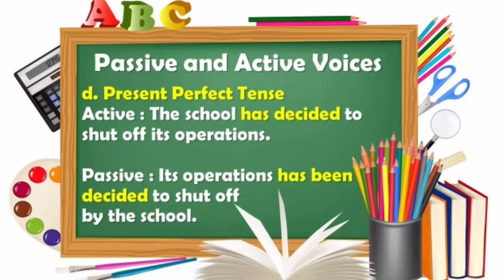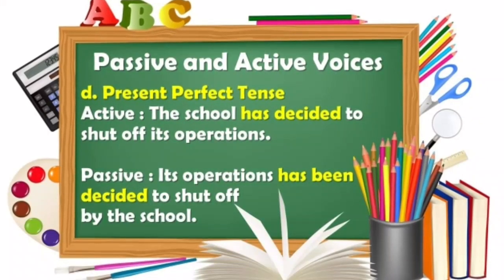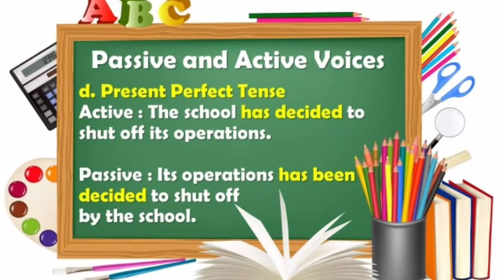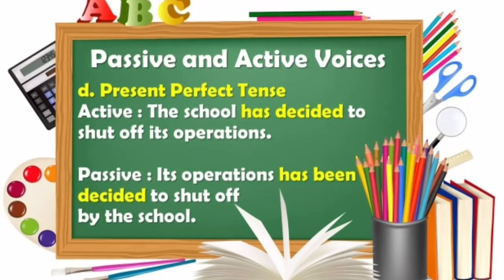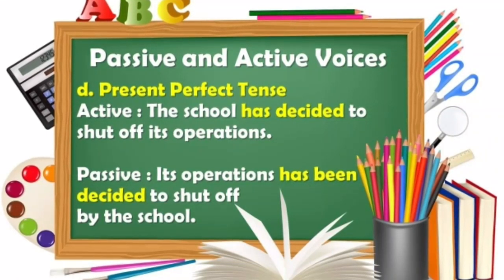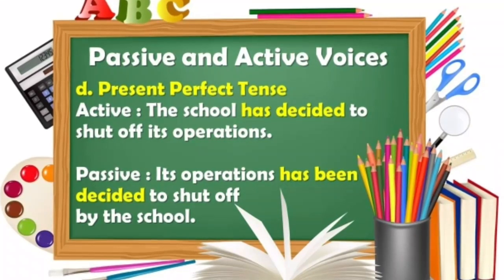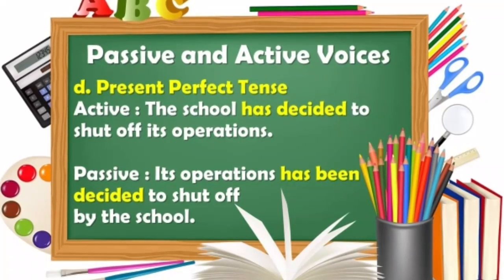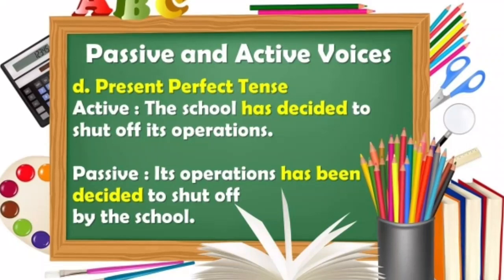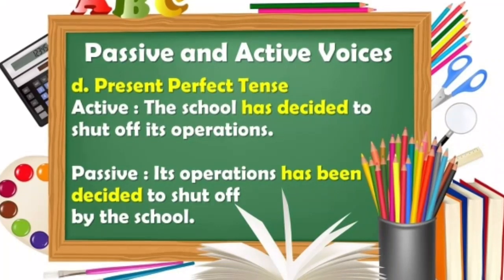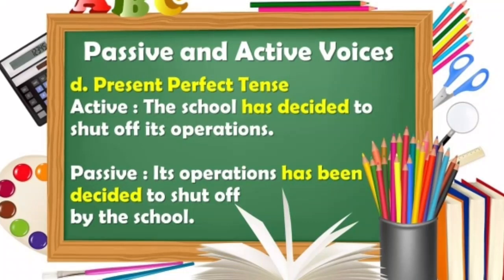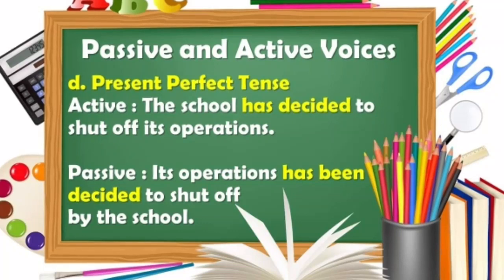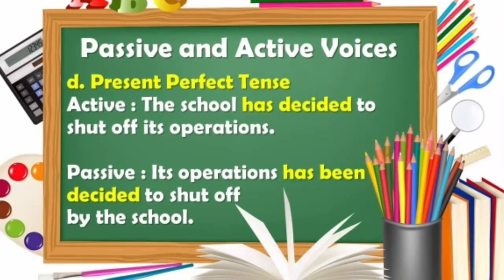Next is present perfect tense. Example, in active voice, the school has decided to shut off its operation. The school here is the subject, has decided is the action, and its operation is the object. If we transform it into passive voice, its operation has been decided to shut off by the school. Its operation is the object, has been decided is the action, and by the school is the subject.